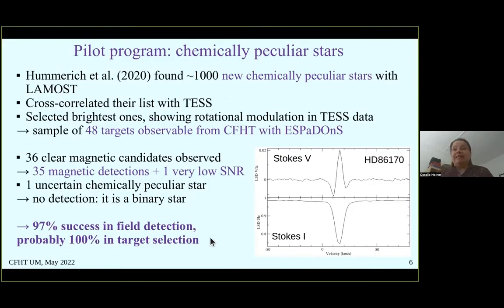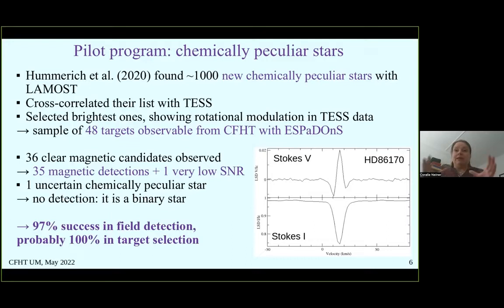So we tested this method on a pilot program. We concentrated on chemically peculiar stars. In 2020, Emmerich et al. published a paper where they published a catalog of 1,000 new chemically peculiar stars that they discovered with LAMOST. We cross-correlated their list with the list of TESS targets.